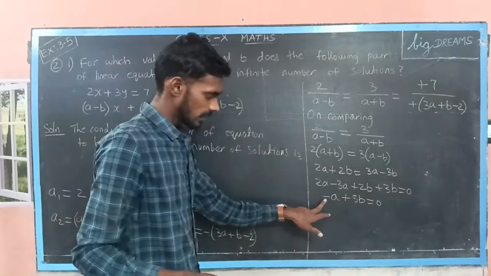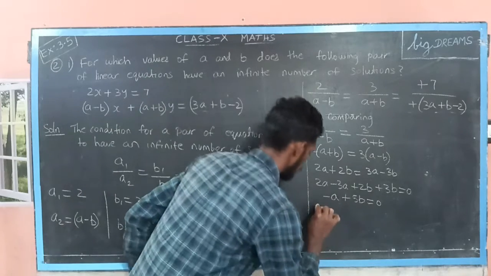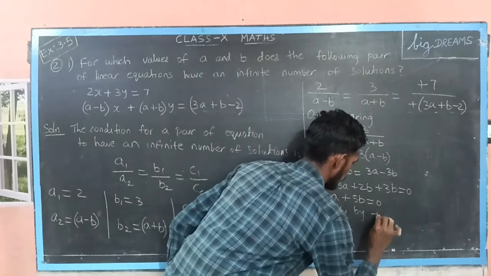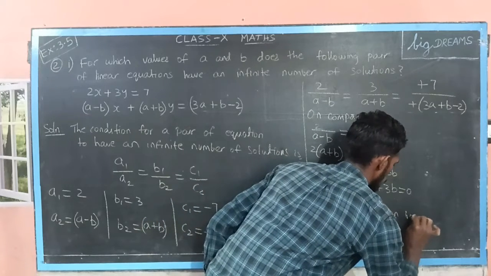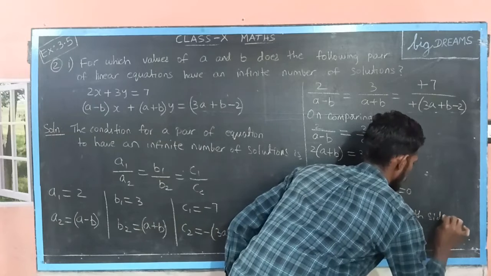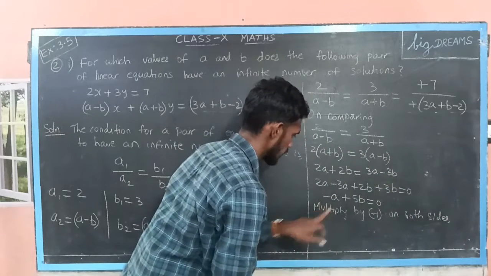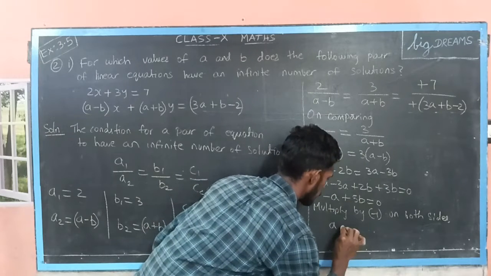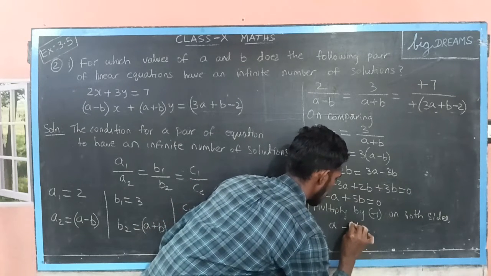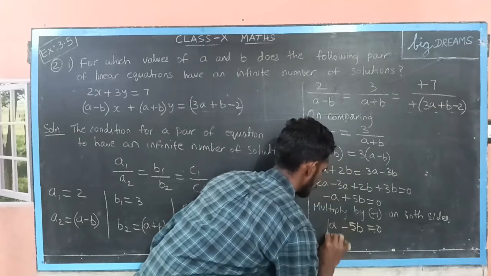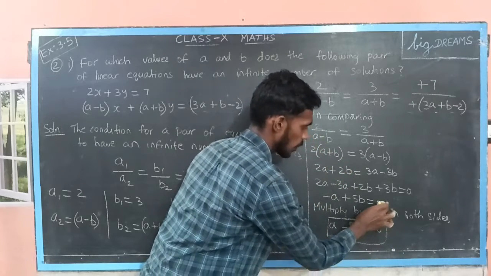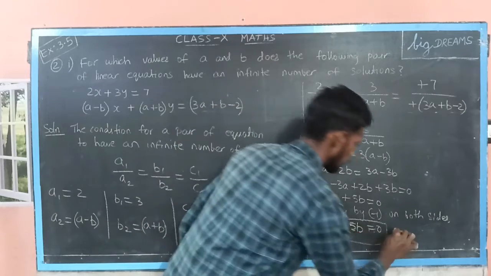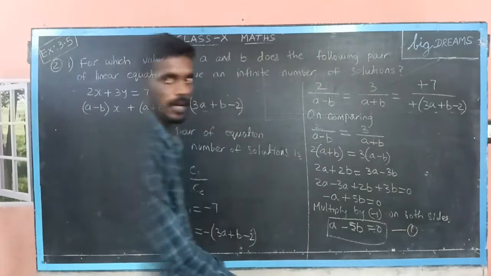Here I am having a negative sign in the first term, so I am going to multiply by minus 1 on both sides. If I multiply this equation by minus 1 on both sides, this minus sign will be changed to plus sign. So it is plus a, then plus 5b turns to minus 5b is equal to 0, because on this side 0 into minus 1, so 0 into anything becomes 0. So it is a minus 5b is equal to 0. Mark it as equation number 1.